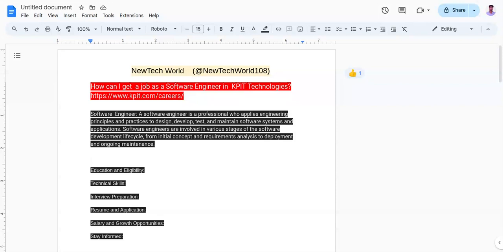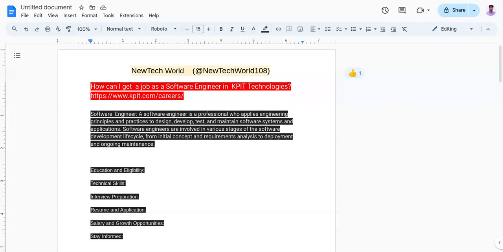Now, the next point is the preparation of the resume and application. The first one is preparation tips. To prepare for the interview process, start by practicing coding problems on platforms like LeetCode, HackerRank, or GeeksforGeeks. Brush up on your data structures, algorithms, and problem solving techniques. Familiarize yourself with KPIT's products, services, and industry trends to demonstrate your knowledge during the interviews.